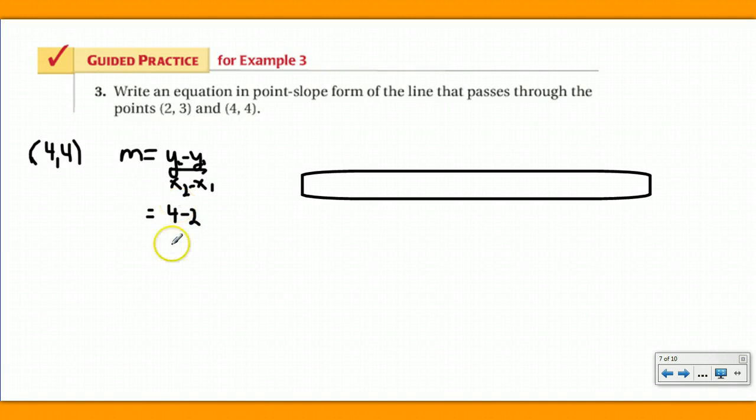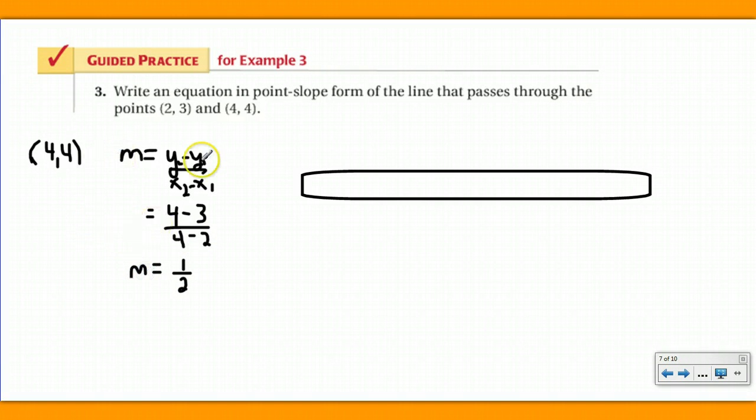Ooh, whoops, I made a mistake, didn't I? It's actually 4 minus the y value here, which is 3, over 4 minus the x value, which is 2. Good, so our slope is 4 minus 3, 1, over 4 minus 2, 2. Our slope is 1/2. Good.